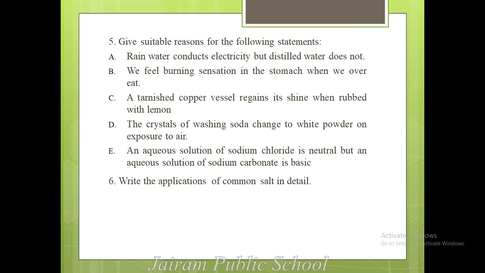And next question is, a tarnished copper vessel regains its shine when rubbed with lemon. So what is the answer? A copper vessel tarnish, that is color change, is due to the formation of basic copper carbonate, which gets neutralized when rubbed with lemon, and the copper vessel regains its shine. If you are using copper vessels, nowadays it is familiar, we are using copper vessels. So after 1 week or 10 days, the color of the copper vessel will be changed.